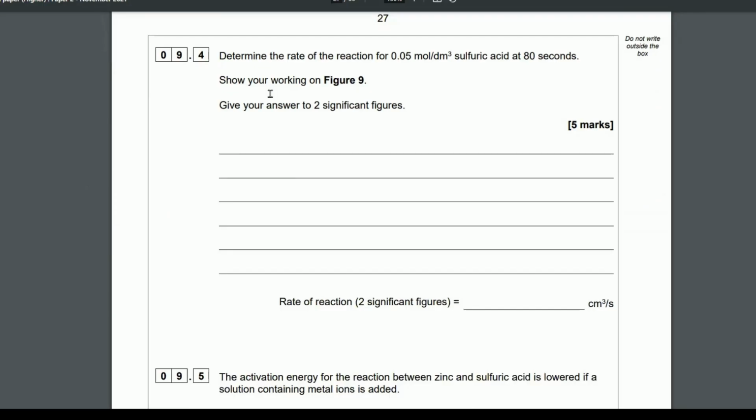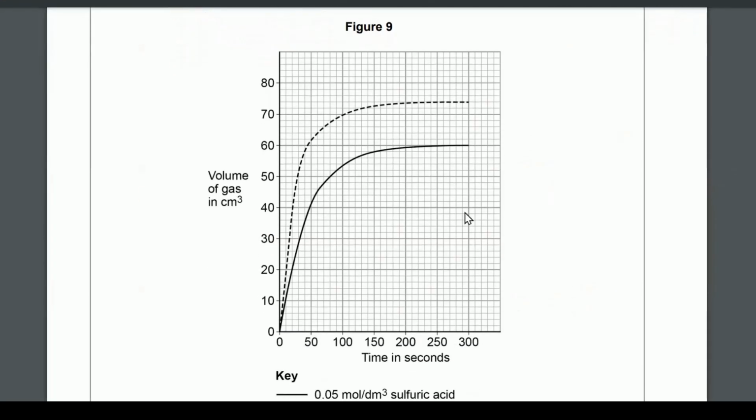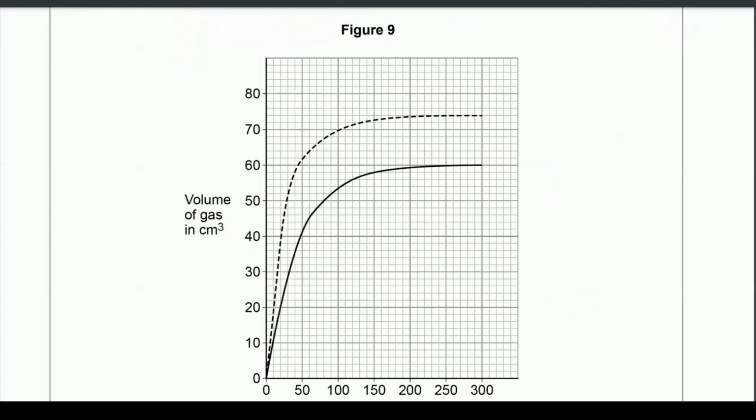Okay, we got a calculation. Determine the rate of reaction for 0.05 mole per decimeter sulfuric acid at 80 seconds. Show your working, give your answer to 2 significant figures. Essentially, you'll get most of the marks even if you get some of these points wrong. So let me just show you.